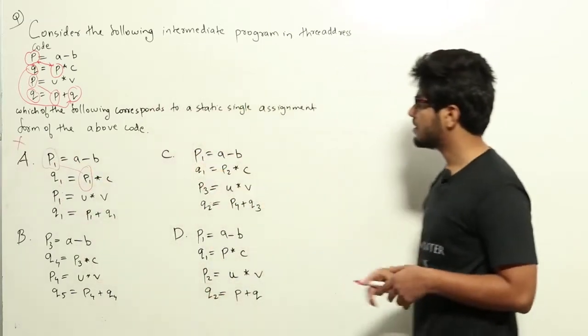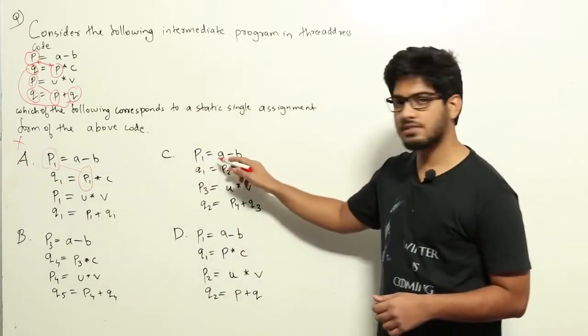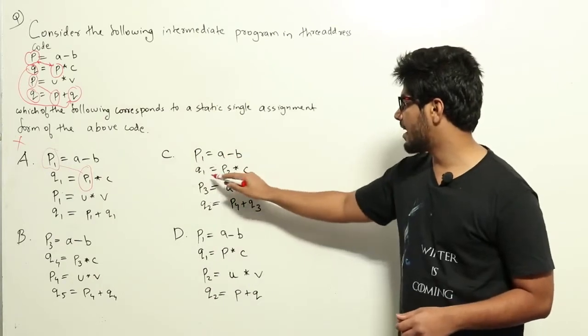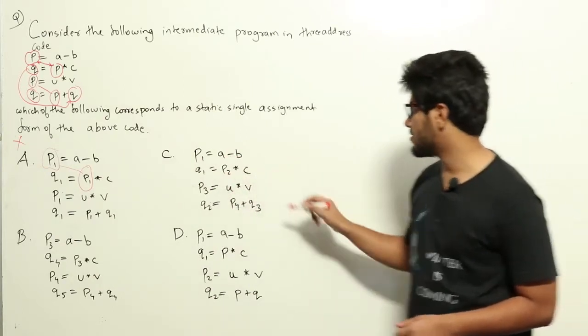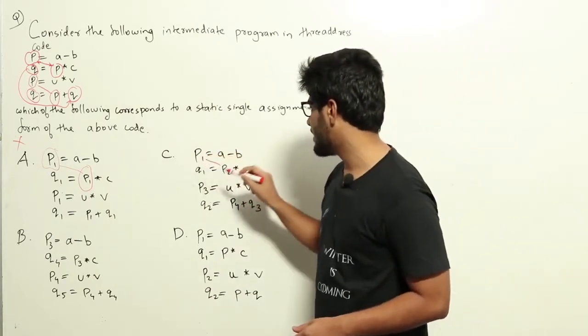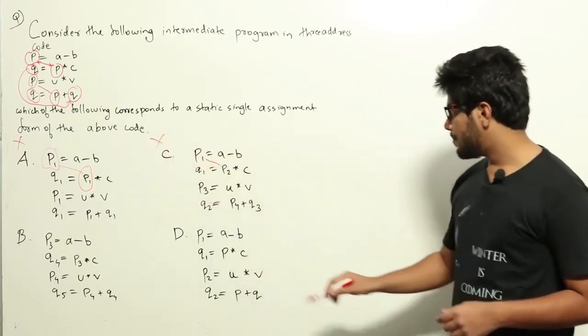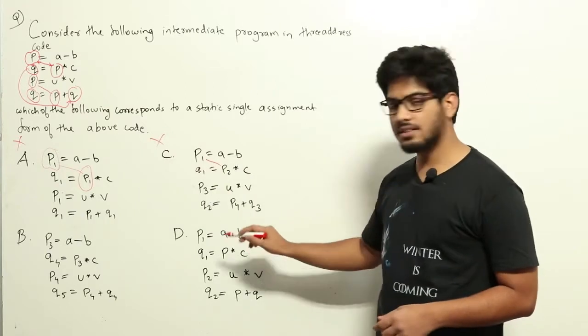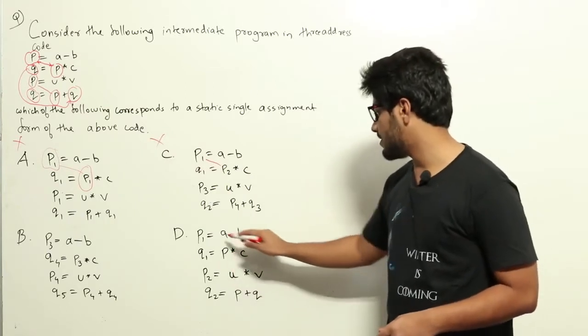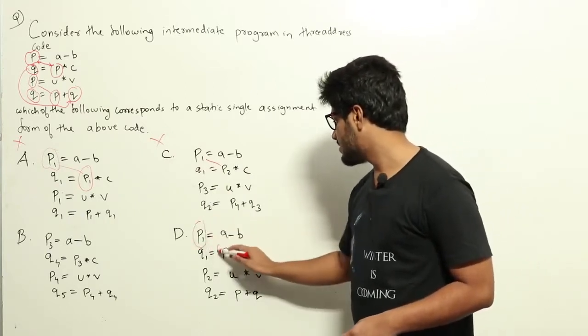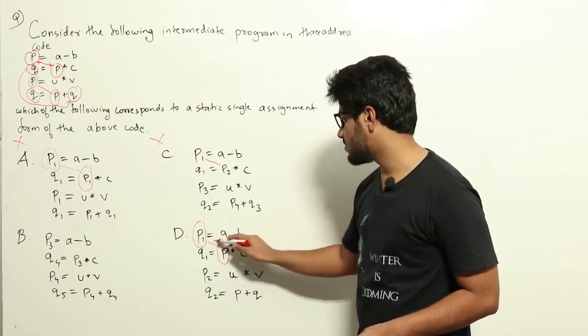If you look at C, it says P1 equals A minus B, and then Q1 equals P2 into C. This is also wrong. This and this should be the same. So this is also the wrong answer. If you look at D, P1 equals A minus B, and then saying Q1 equals P into C. This and this are not the same, just like in C. So this is also wrong.